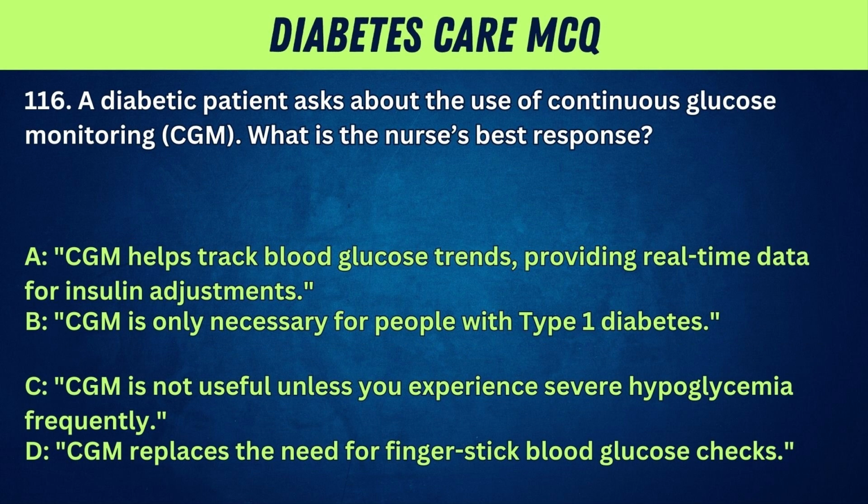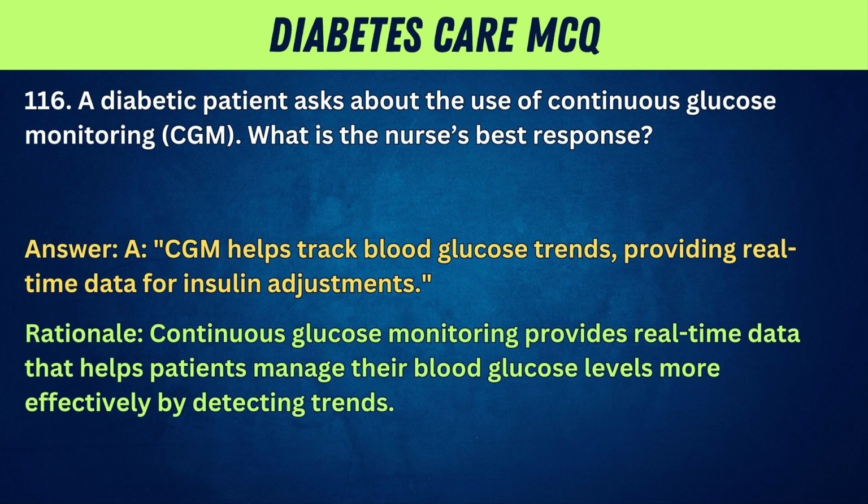116. A diabetic patient asks about the use of continuous glucose monitoring, CGM. What is the nurse's best response? A. CGM helps track blood glucose trends, providing real-time data for insulin adjustments. B. CGM is only necessary for people with type 1 diabetes. C. CGM is not useful unless you experience severe hypoglycemia frequently. D. CGM replaces the need for fingerstick blood glucose checks.